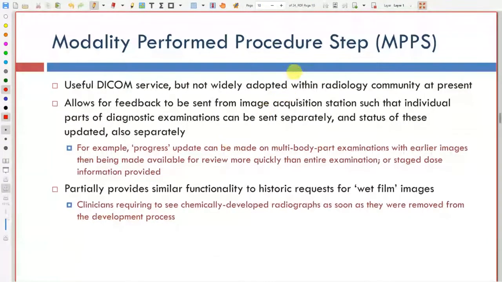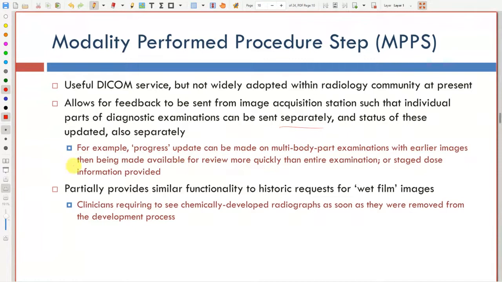Basically, there's something called Modality Performed Procedure Step, MPPS. It's a very useful DICOM service, but actually not widely adopted within the radiology community at present. It allows a kind of feedback to be sent from the image acquisition station, such that individual parts of the diagnostic examination can be sent separately.